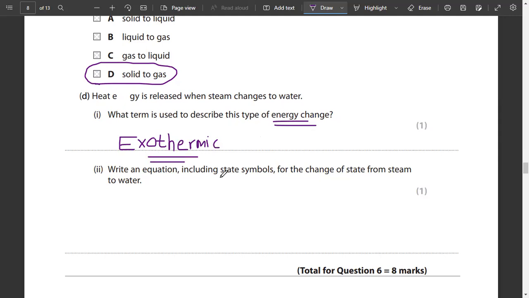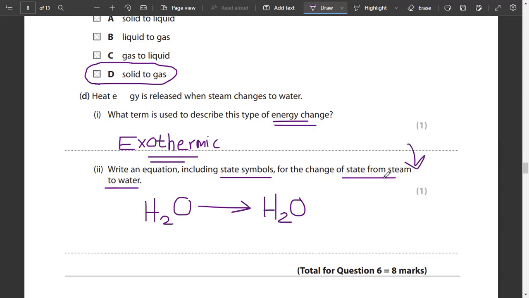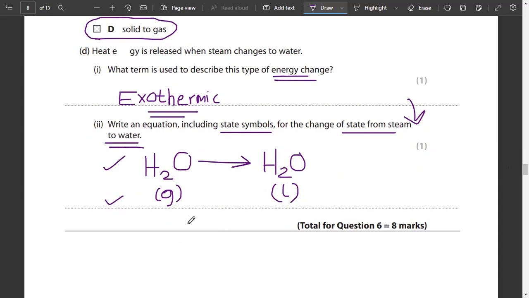Write an equation including state symbols for the change of state from steam to water. तो steam क्या होता है? दोनों substance के नाम के H2O और water भी H2O ही है. But जो आपका steam है, steam is basically in a gaseous form और water आपके पास liquid form में होता है. So the chemical equation using state symbols. H2O is the chemical और ये उसका state symbol है and this is the process known as condensation. Gas to liquid हो रहा है, की आपके पास chemical equation is given over here.